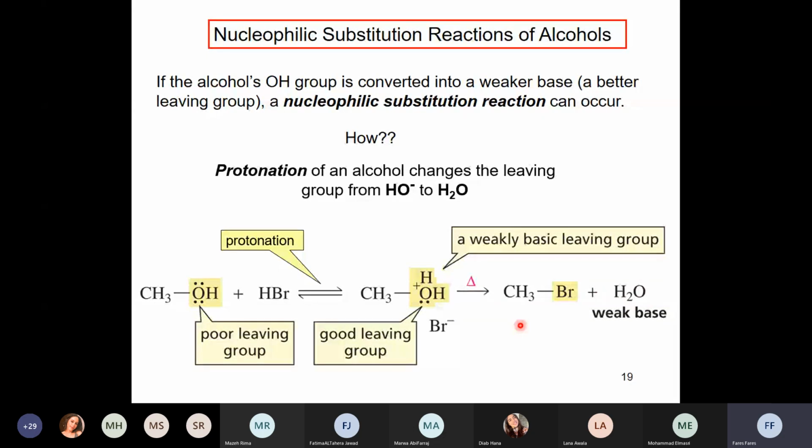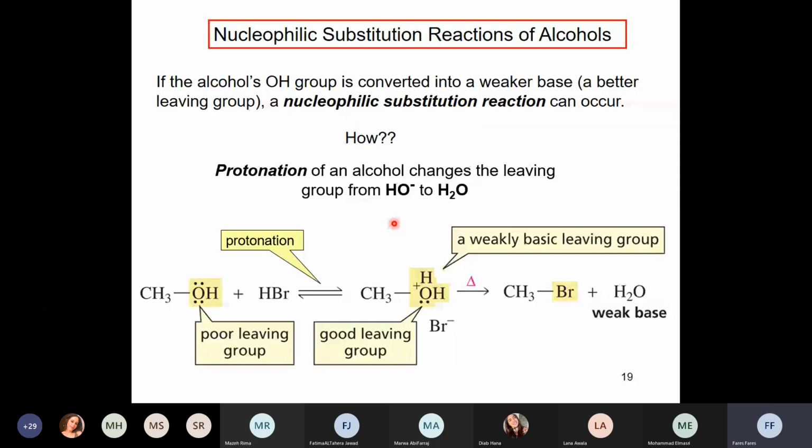So this is one way to convert the poor leaving group OH into a good leaving group H2O. It's by protonation. So we have succeeded in making the alcohol undergo a nucleophilic substitution reaction by protonation. This is not the only way. We will see other methods for performing nucleophilic substitution reactions on alcohols besides changing the OH into H2O.